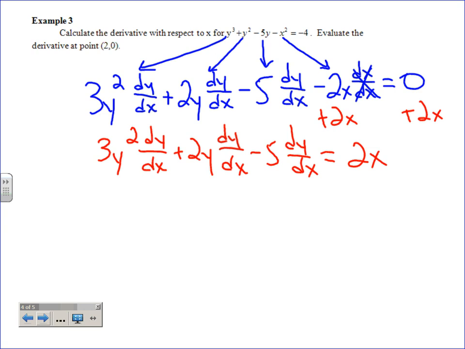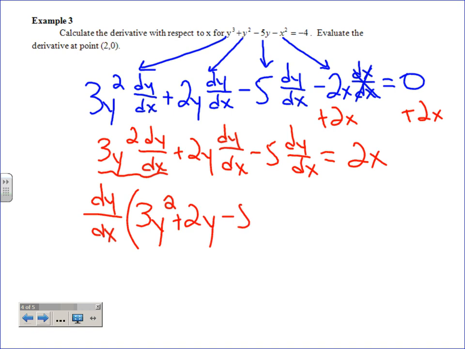Factor it out. Could we factor it out with that negative 2x hanging out over there? No, you can't factor it out. That's in the way. It doesn't have a dy/dx on it. You gotta get it. So here, we can factor it out. Well, hey, then there's only one of them. Well, that's awesome. But what's left? A 3y squared. Because I took it out of here, right? What's left if you took it out of there? Oh, plus 2y. Minus 5.